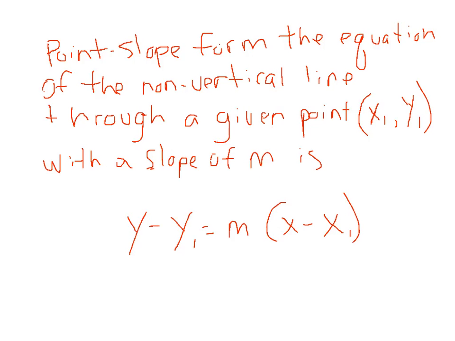Point-slope form is the equation of a non-vertical line, so one that doesn't go straight up and down because that would be undefined, through a given point x1 and y1 with the slope of m. This is the equation down here, y minus y1 equals m times the quantity in parentheses x minus x1. And when we know some given information, we're just going to take this equation and plug values in where we know them, and we're going to take a look at a couple examples here next.